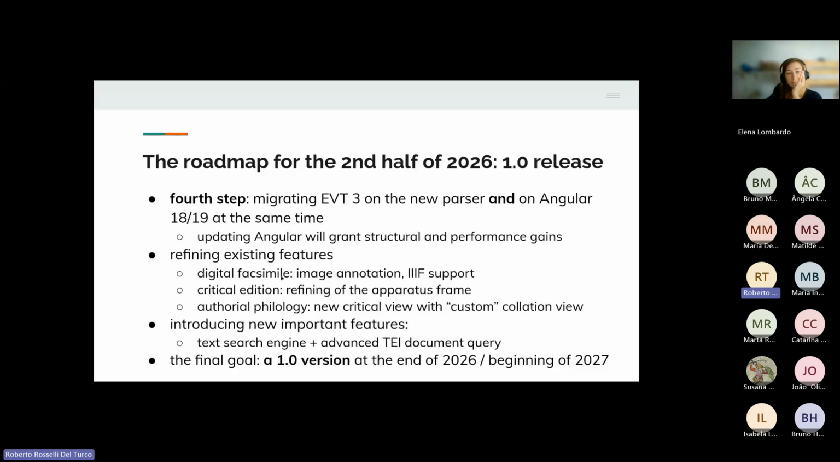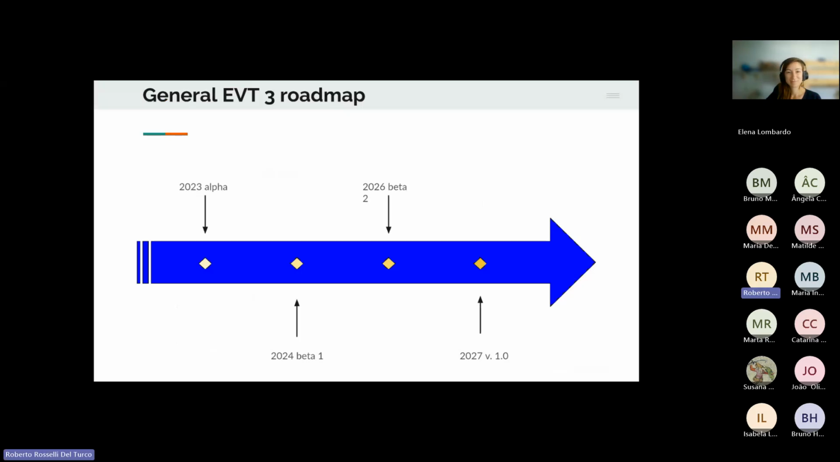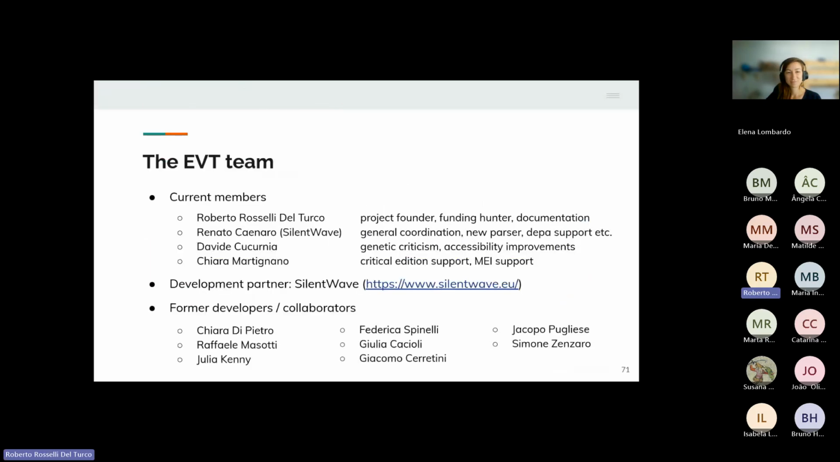Then the plan is just to refine the existing features. This is already quite a big job, believe me. And if possible, to introduce a new text search engine and possibly an advanced TEI documents query facility. So the goal is to arrive at 1.0, the first stable release, the first one without the beta label, to be published at the end of this year, or if later, at the beginning of 2027. Okay, and this is basically the current roadmap.